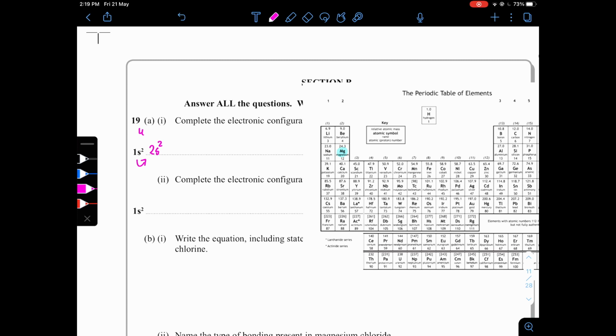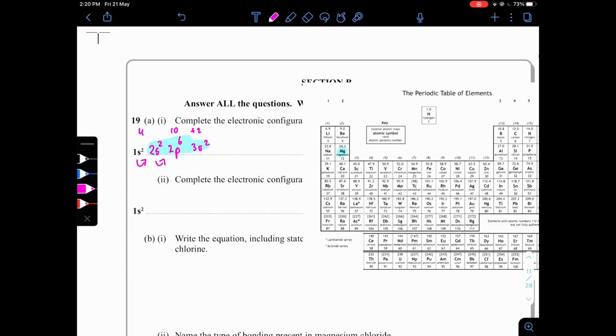Then we have the p group, so that is 2p6. So now we have a total of 10. Now we just need to add 2 more, so that's going to be 3s2. So that's the answer for this: 2s2, 2p6, and 3s2.